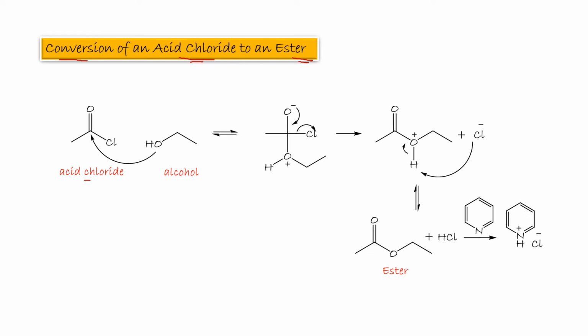Acid chloride with alcohol, nucleophilic attack, forming the tetrahedral intermediate, elimination, followed by proton transfer. And remember, we have added pyridine to catch the HCl as pyridinium chloride, okay, and make the reaction go forward.